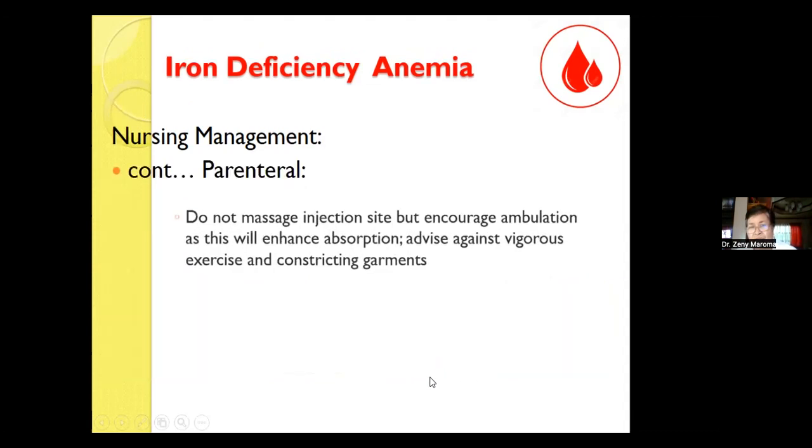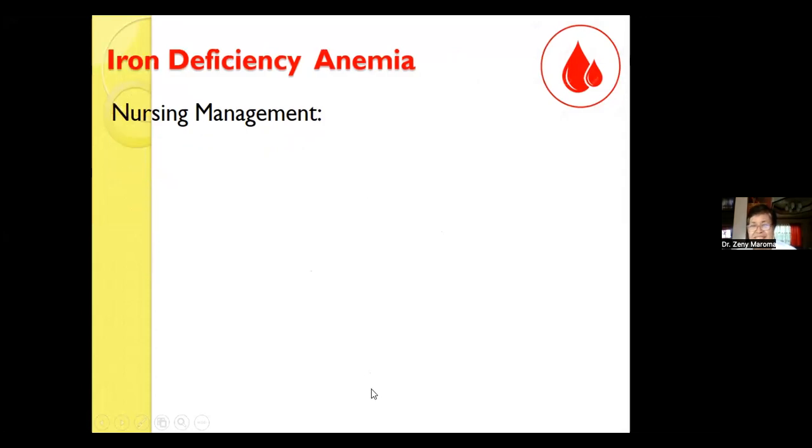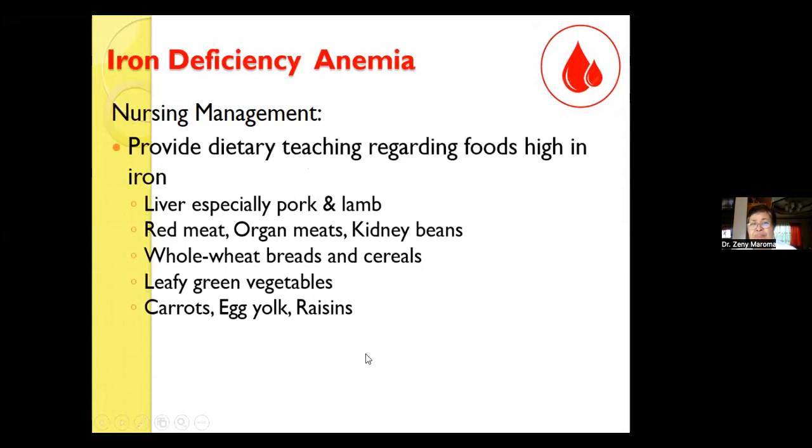Do not massage the injection site because you will also stain the tissue. But encourage ambulation to enhance absorption. Advice against vigorous exercise and constrictive garments. Okay. So, provide dietary teaching about the foods high in iron.